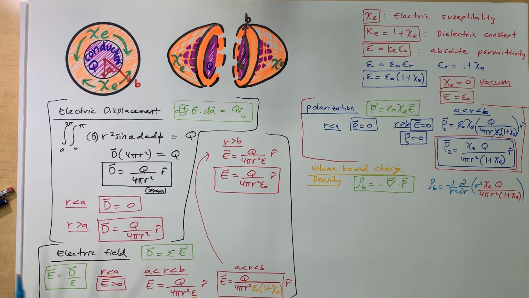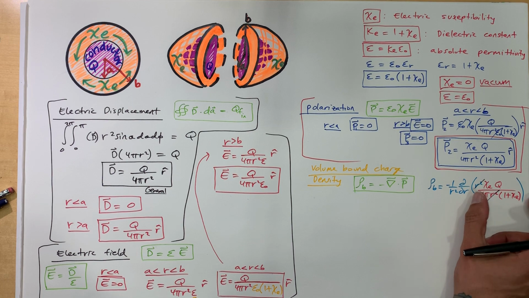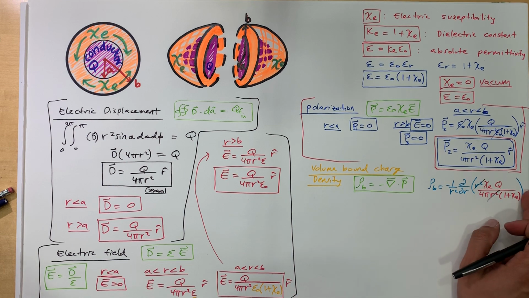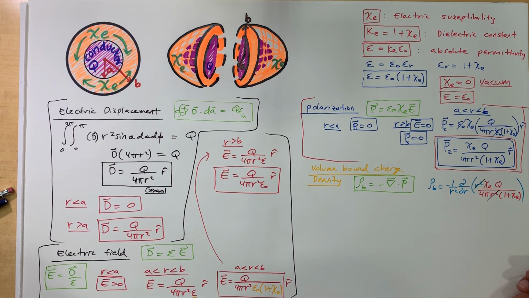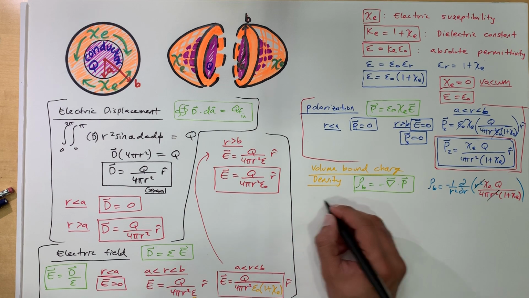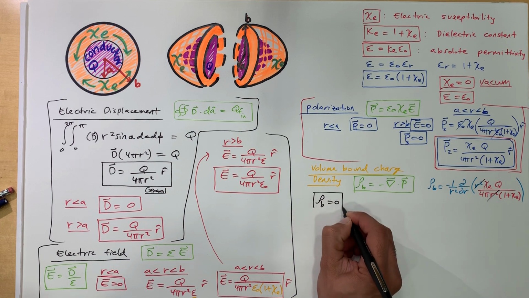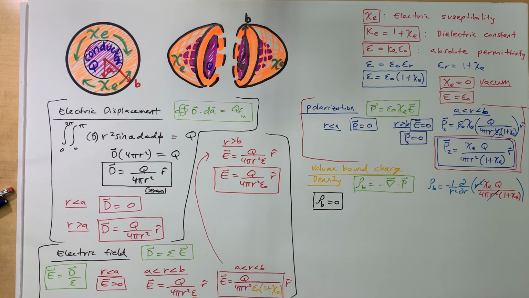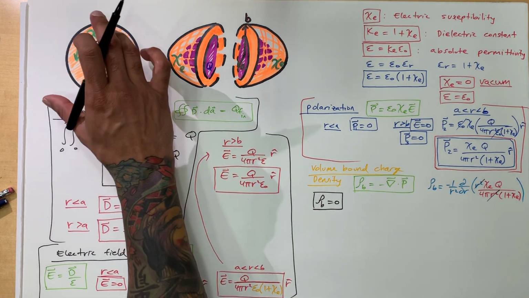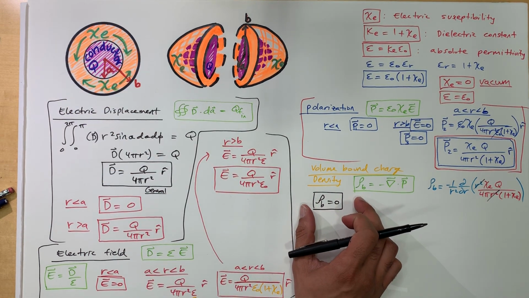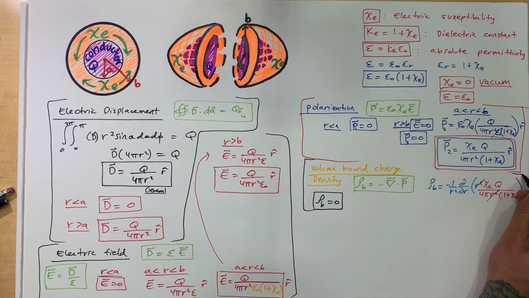All right, I see that these R squareds cancel out. And so everything else is a constant we can pull out. We're trying to take the derivative with respect to r, and nothing in here has an r. So taking the derivative of a constant means that this volume bound charge density is equal to 0. Okay? So volume bound charge density, because these two materials behave the way they do, nothing is bound, nothing is uniform here.